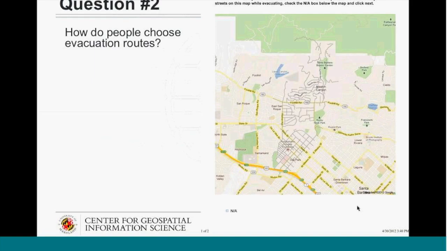So the next question that we asked was, how do people choose evacuation routes? So for this, one of the components that we had on the survey was a cool clickable map where you can click on street segments in this map to show the evacuation route that you took. Now, obviously there's some error involved in this. Someone could not remember. Somebody could accidentally click on the wrong street segment. So it's not a perfect method for collecting this data, and definitely not as good as something like traffic cameras or something like that. But it was the best that we had available, so we went with it.